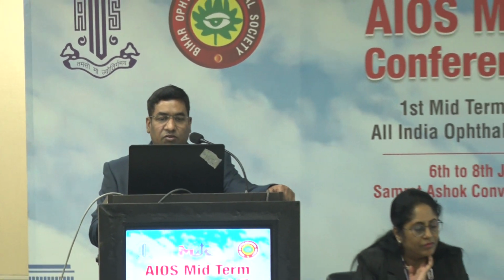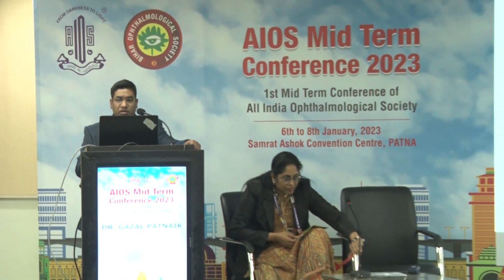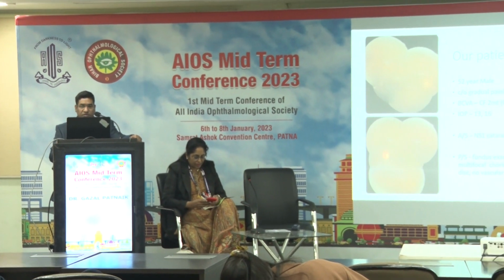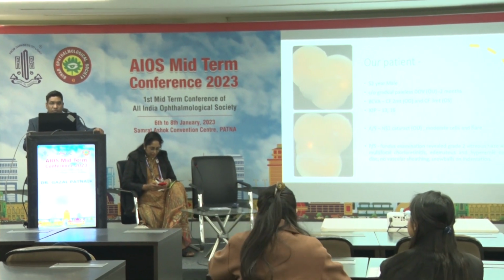Good afternoon, one and all. A lot of discussion has already been made regarding ocular tuberculosis, but in this case, I think we are not sure. This patient is a 52-year-old male who presented with gradual painless diminution of vision in both eyes for 2 months, with visual acuity of counting fingers at 2 meters and 3 meters in the right and left eye respectively. IOP was normal.